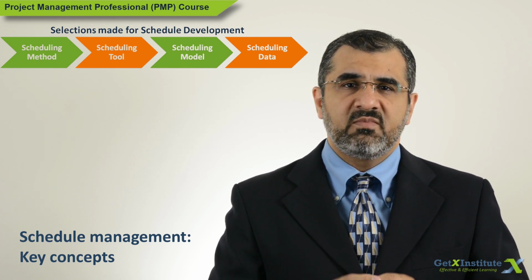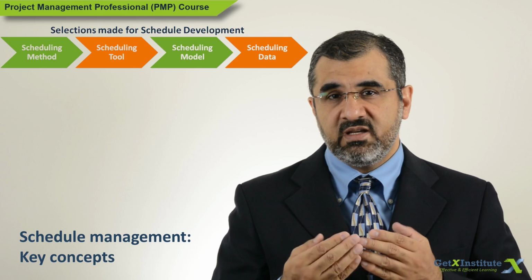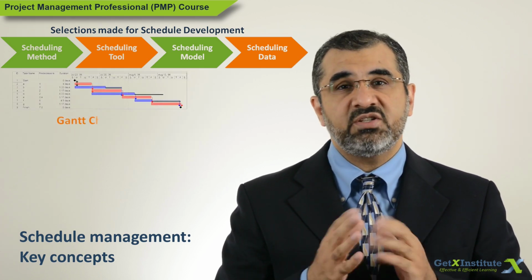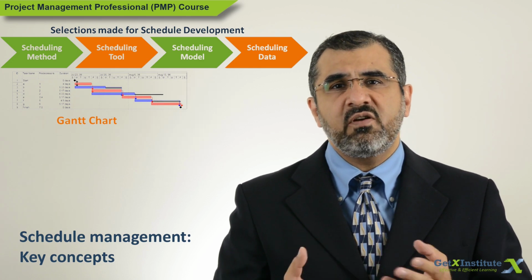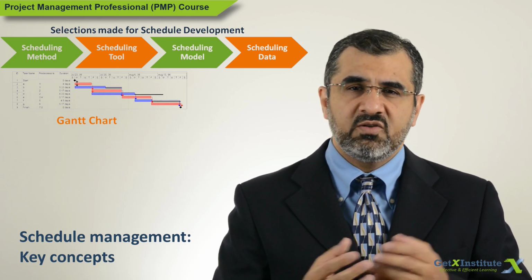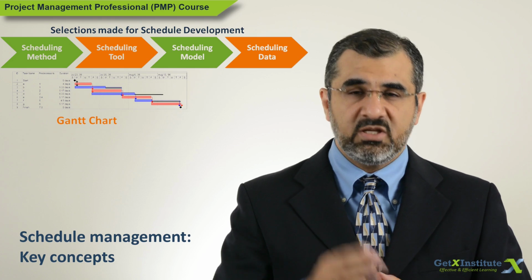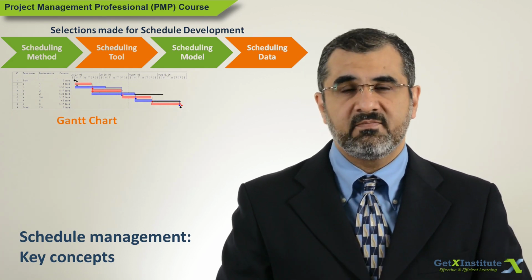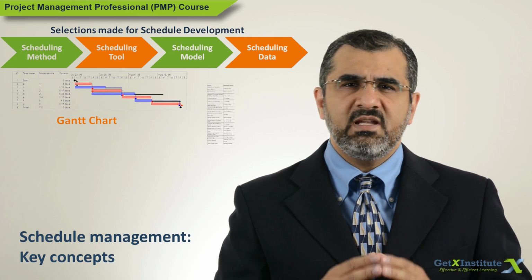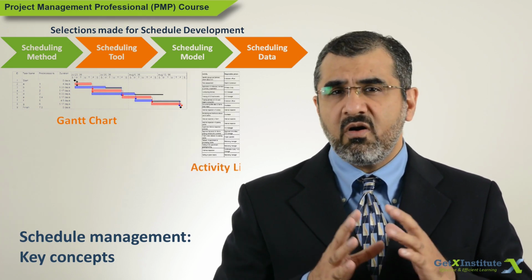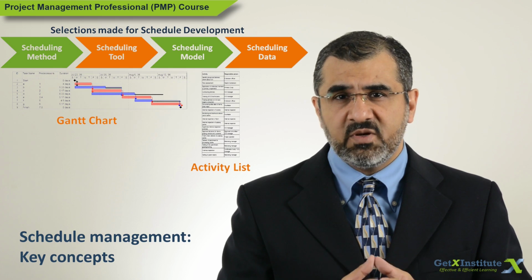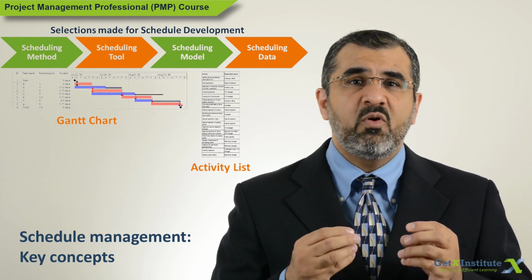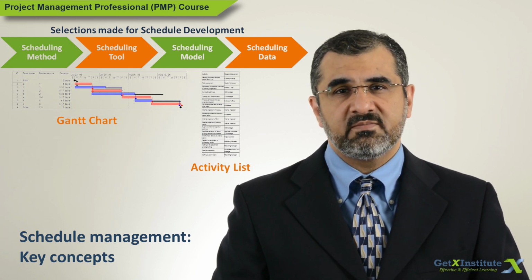The information from a schedule can be presented in different ways. The most common one is the Gantt chart, which is a visual representation of schedule data shown against time. It shows when an activity starts and when it finishes. Activity list, which is a list of all the activities and other information put in a matrix format, is commonly used when more detailed information is being shared.